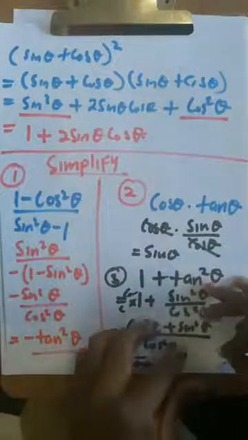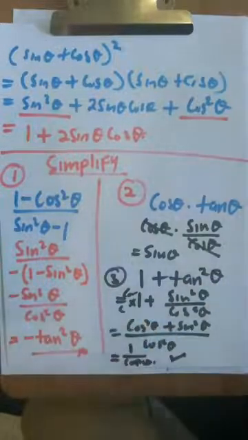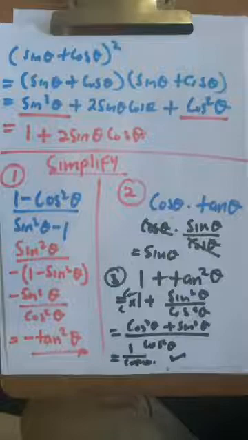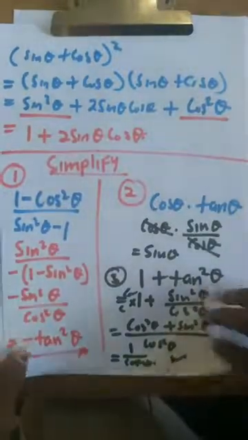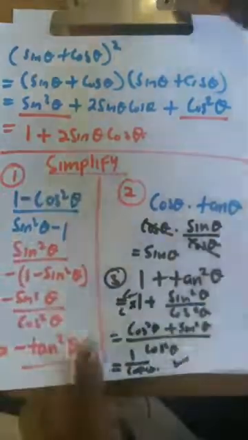So let's check the first example of proving identity. Basically, the important thing to remember is that we are proving the identity.